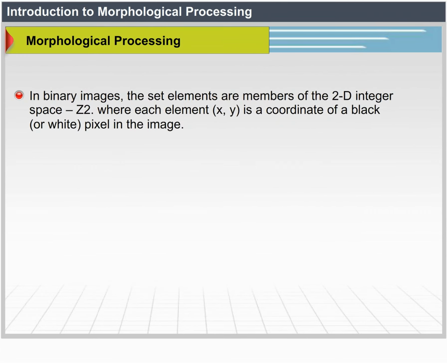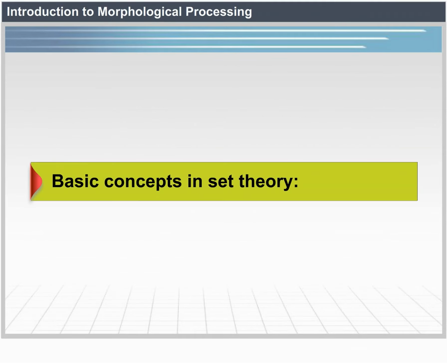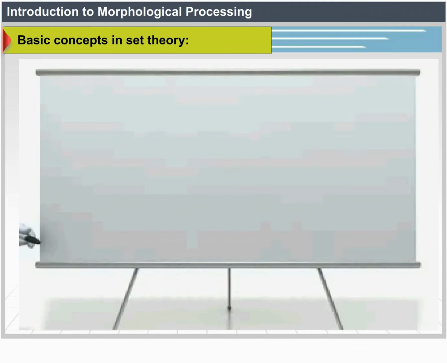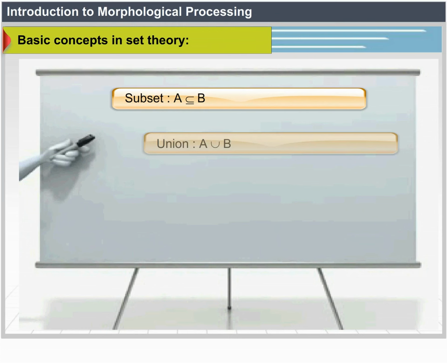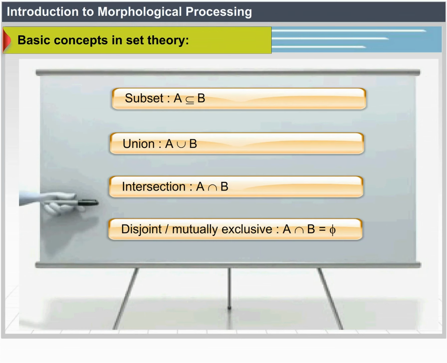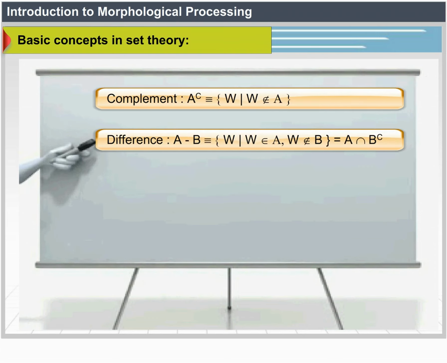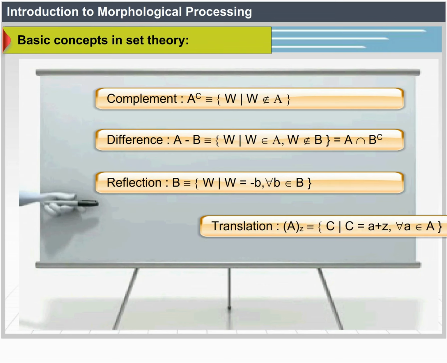In binary images, the set elements are members of the 2D integer space, where each element x, y is the coordinate of a black or white pixel in the image. Basic concepts in set theory. Subset, union, intersection, disjoint, mutually exclusive, complement, difference, reflection, translation.